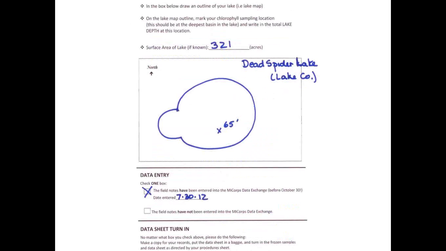On the back of the data sheet, you once again have the outline of the lake. You have the check boxes for if you entered this or didn't enter it. And then just like phosphorus, what you do with your data sheet is that you put it in its own baggie, and then you turn in that frozen sample to the spot indicated on the schedule. So that's how you turn the data sheets in. They go right in with your samples.